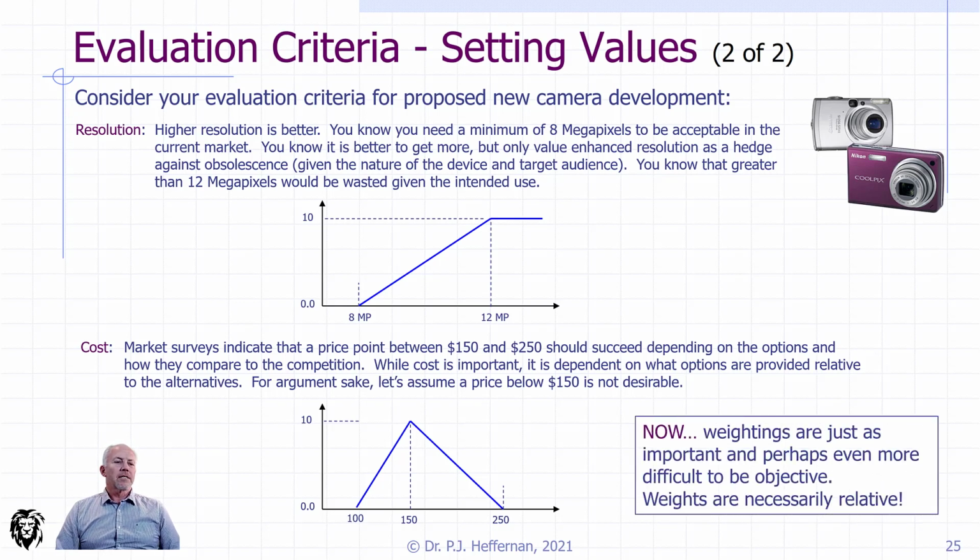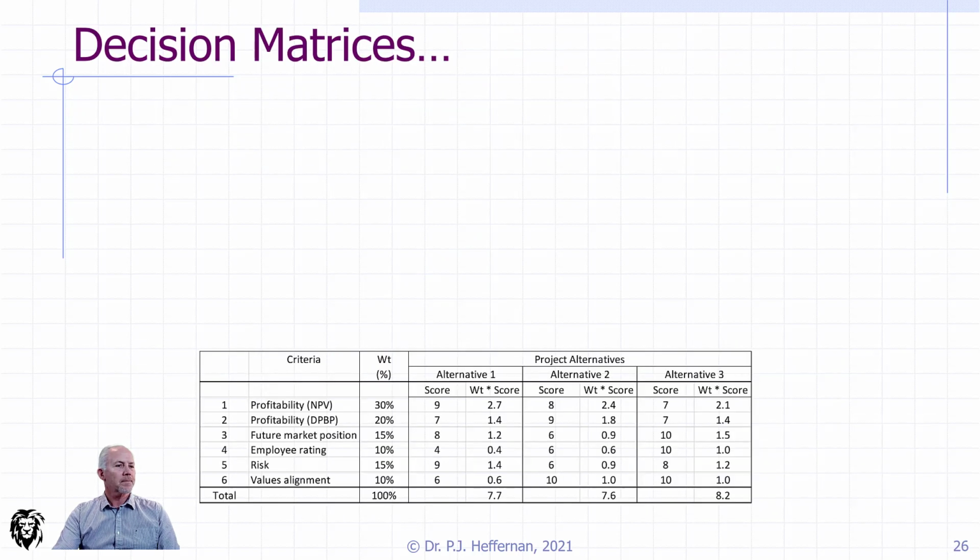Weightings are just as important and perhaps even more difficult to make objective. Weights are necessarily relative. What that's saying is: which is more important, resolution or cost? Now that we have an evaluation score for each of the criteria, we have to figure out which one is more important than the other. And so we're going to have to consider weights.